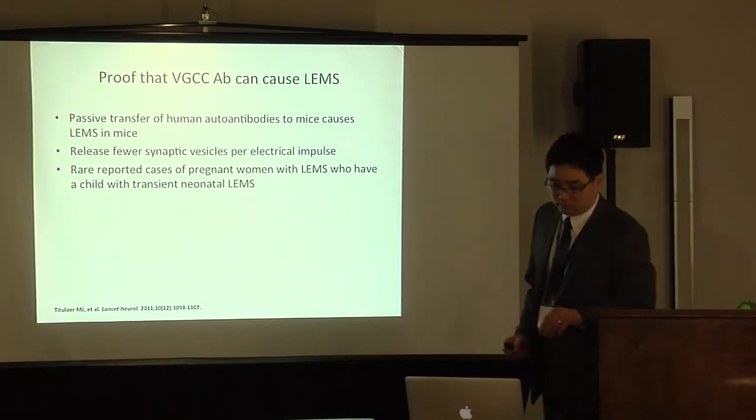Antibodies. Now, the mother is making the antibodies. The baby is not making the antibodies. So after the baby is born, the baby will have LEMS until the antibodies disappear from the baby, which will eventually happen after a month or so.